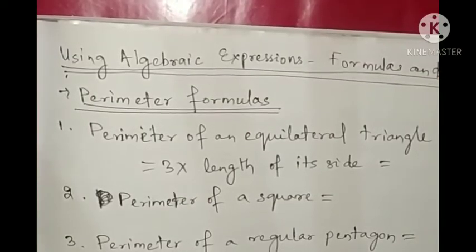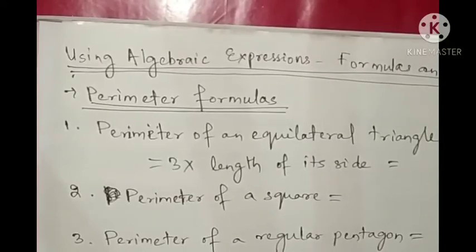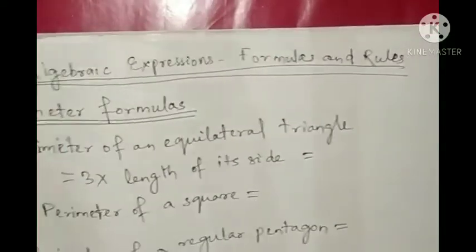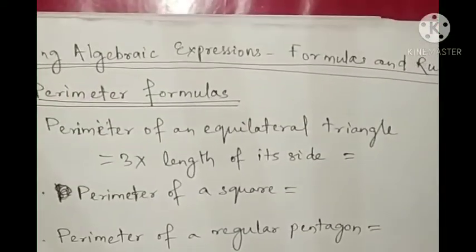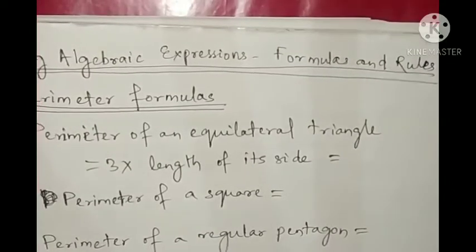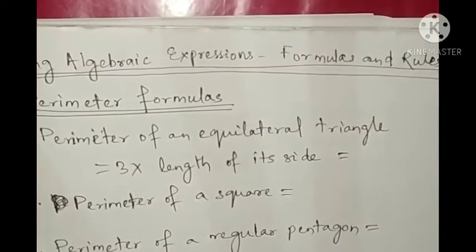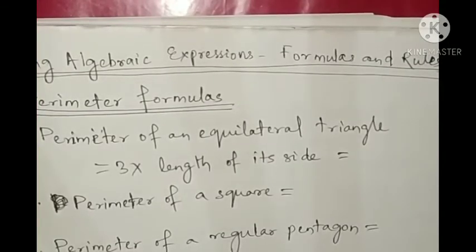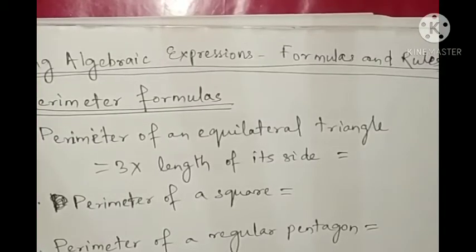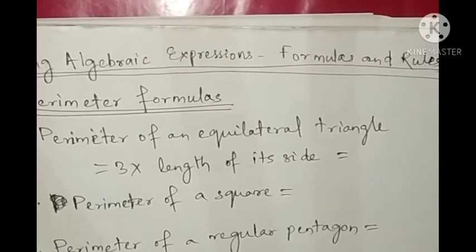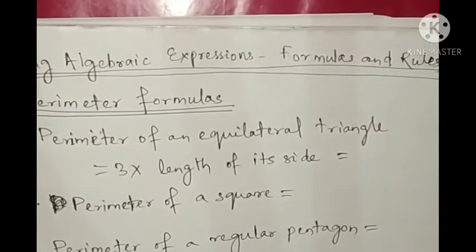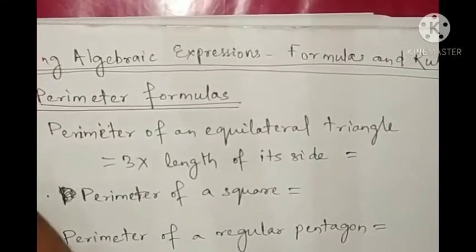Next is using algebraic expressions for finding formulas and rules. Okay, so where will we find formulas? We need formulas and rules in algebraic expressions, like in geometry, where we use so many formulas and rules so that you can easily find perimeter and area. Okay, so let's see perimeter formulas.